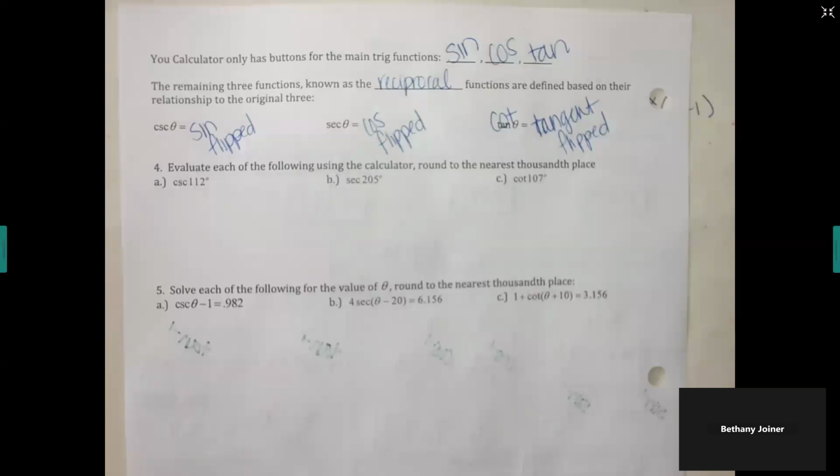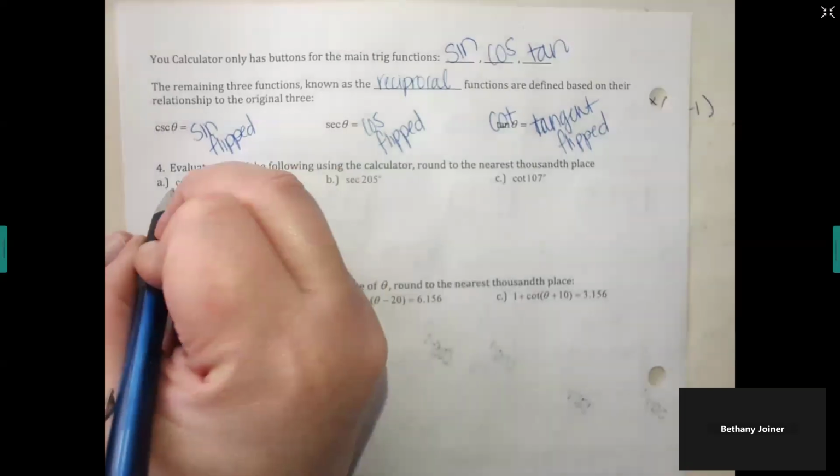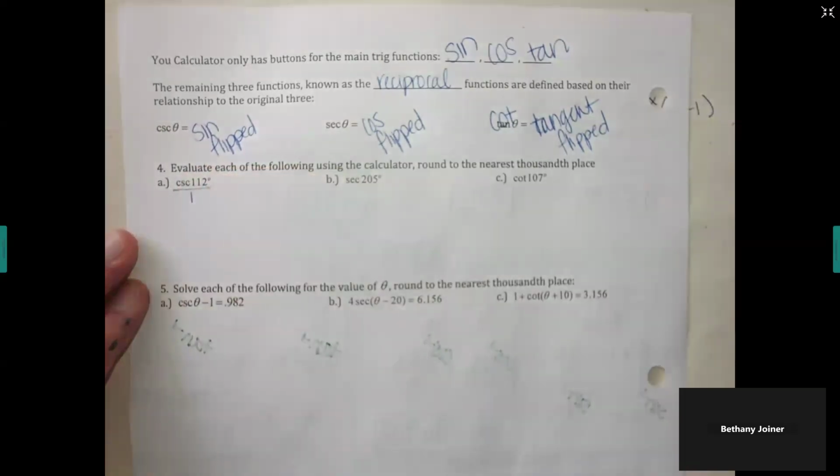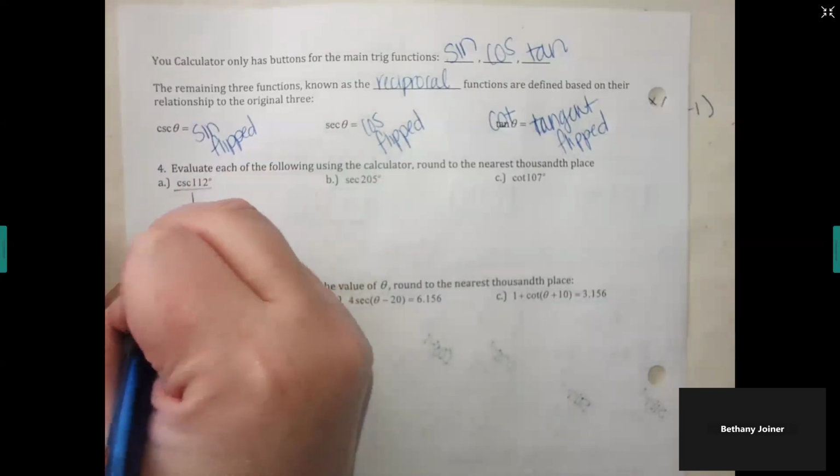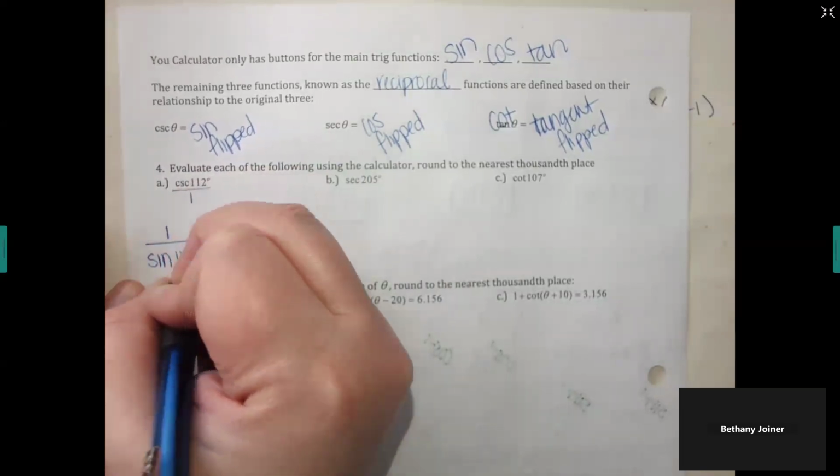So let's say that I want to find CSC of 112, but I don't have a button for that. What you're going to do is put it over 1. And then when you put it in the calculator, you're going to put 1 over and use which button? Sine, cosine, or tangent. So you're going to put 1 over the sine of 112.